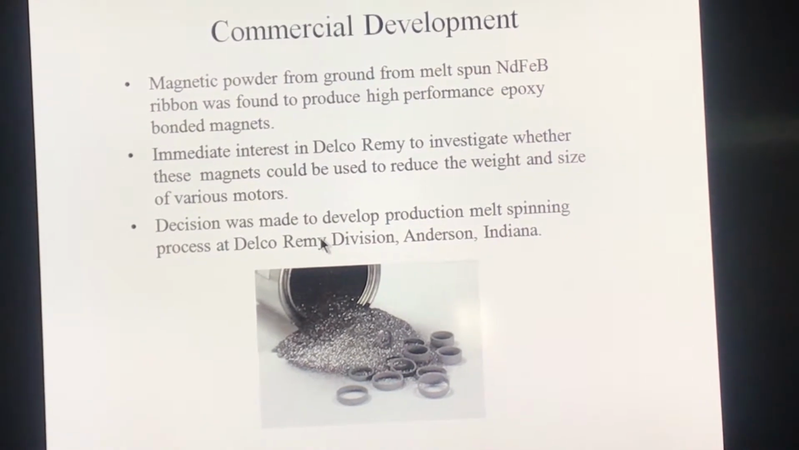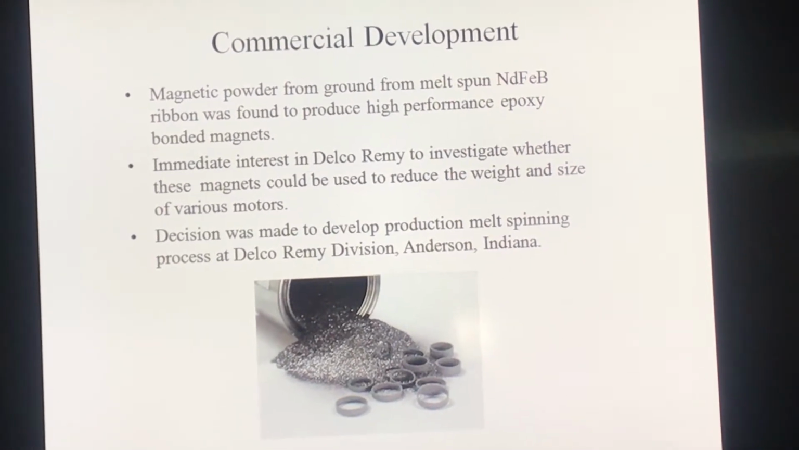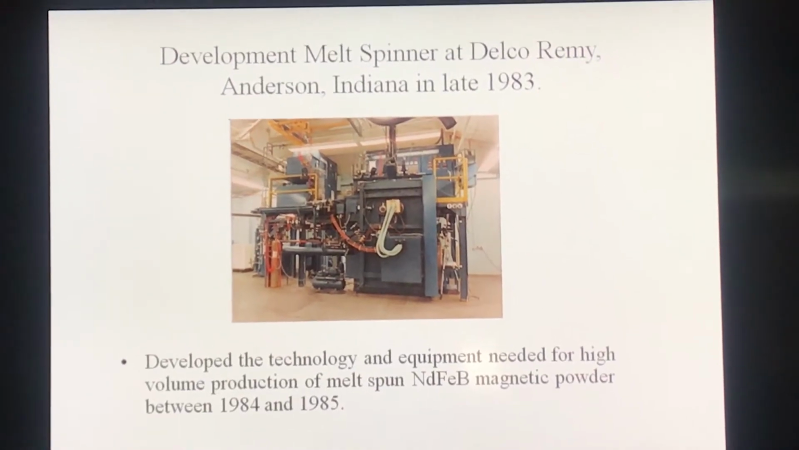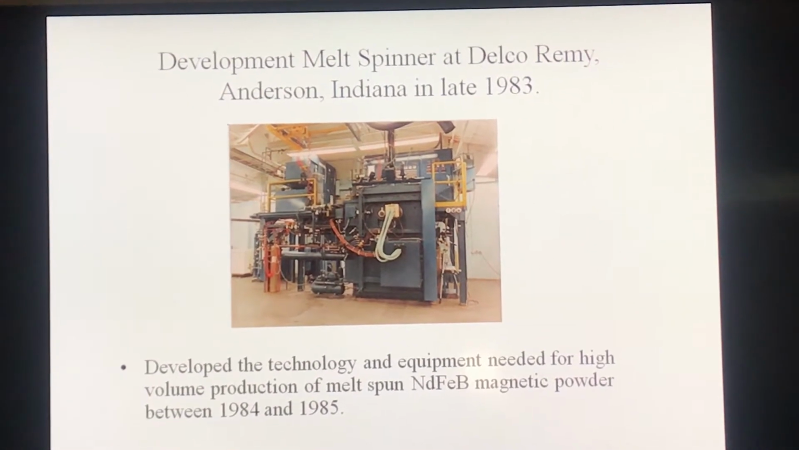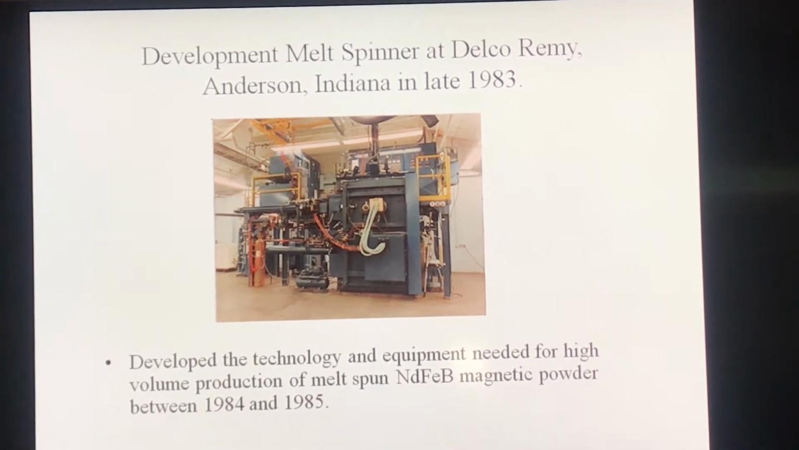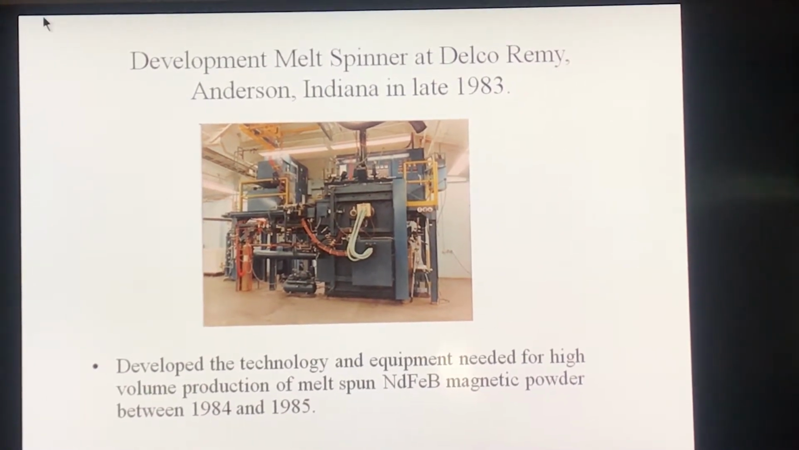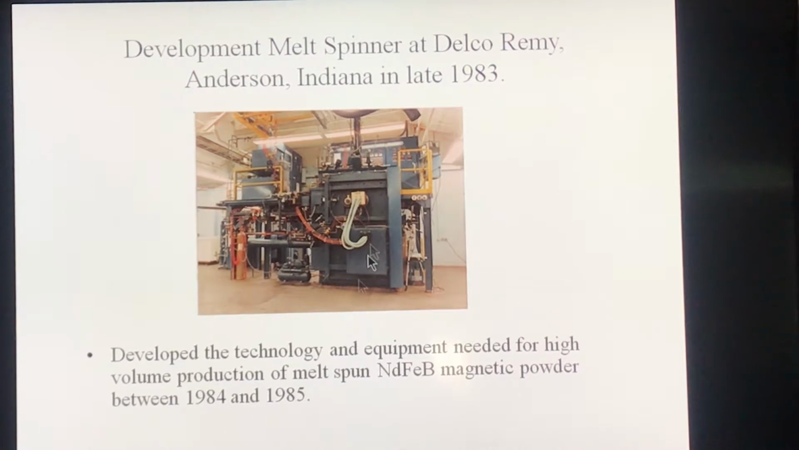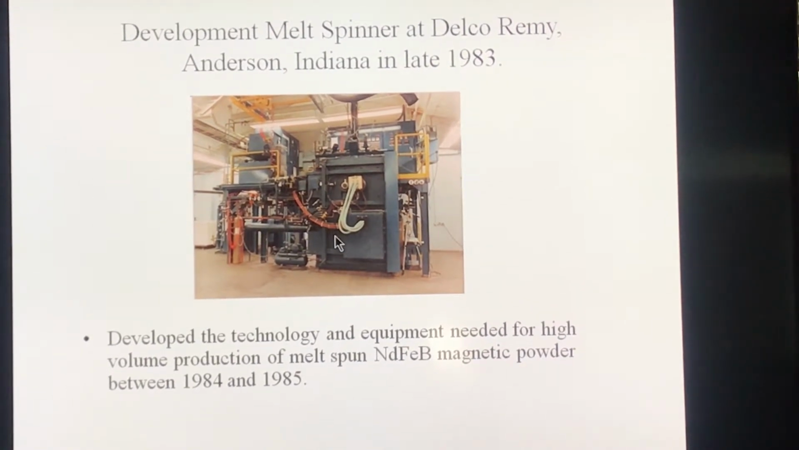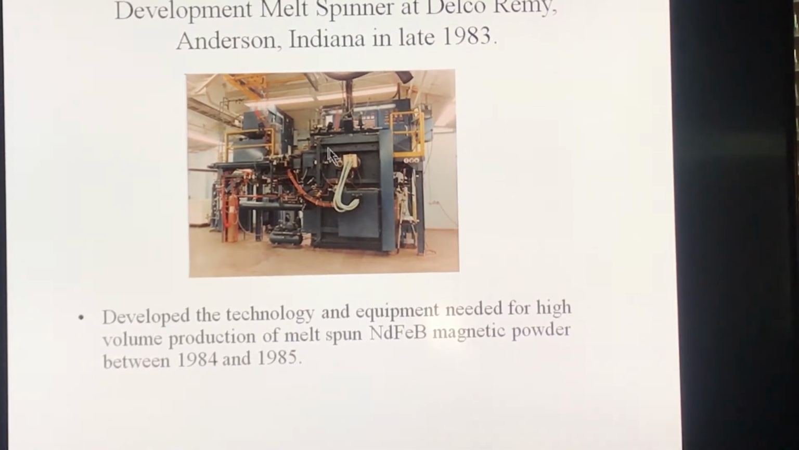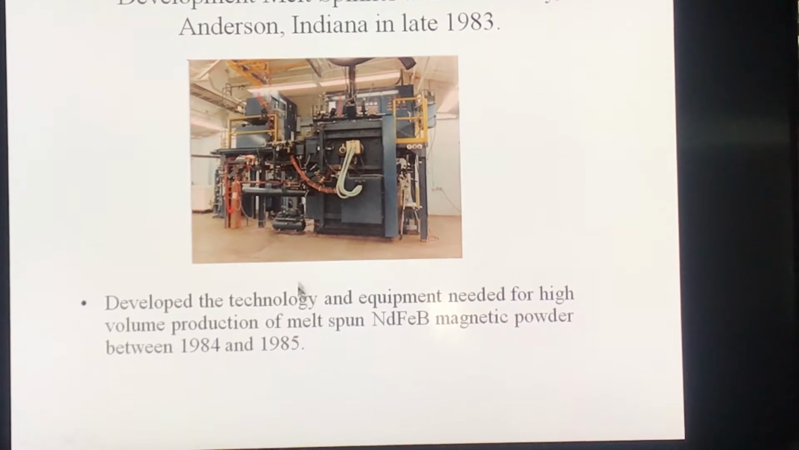the production melt spinning process in Delco Remy, Anderson, Indiana. And so over the next couple of years, I actually went to Delco Remy, starting in late 1983, and between 1984 and 85, using this somewhat larger melt spinner, which is simply a prototype, we developed the technology for producing this ribbon in high volume.